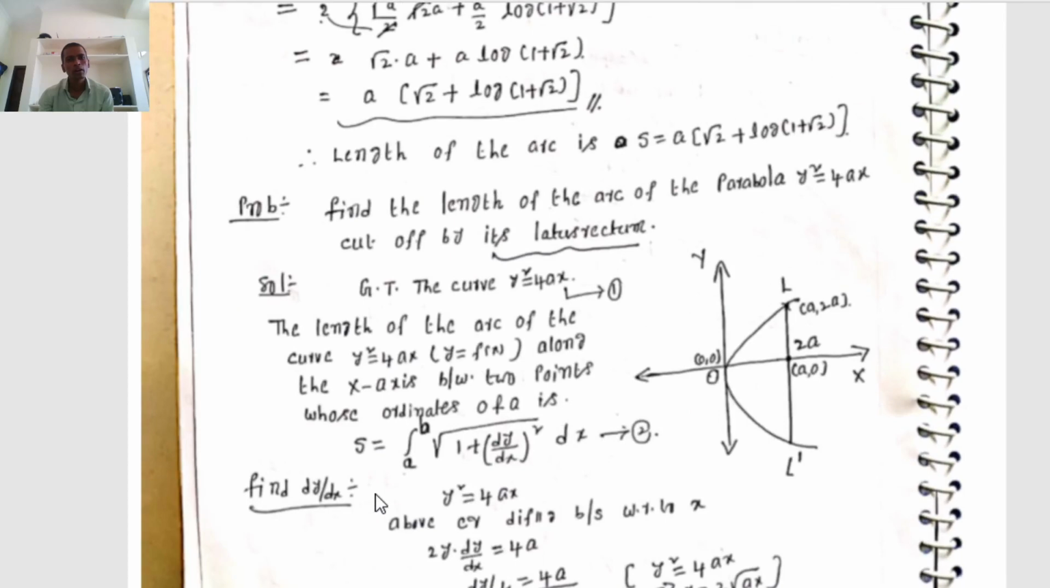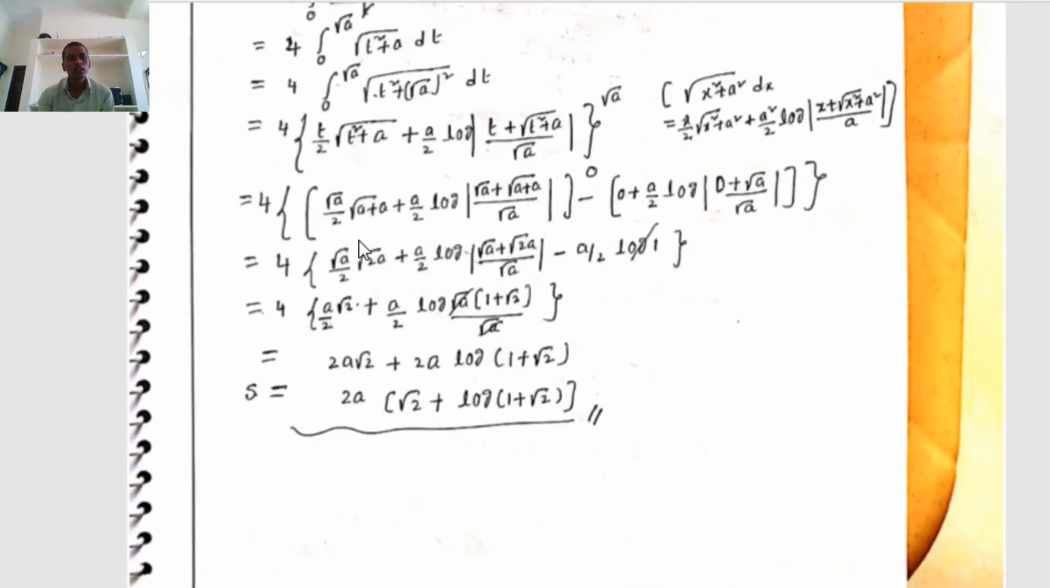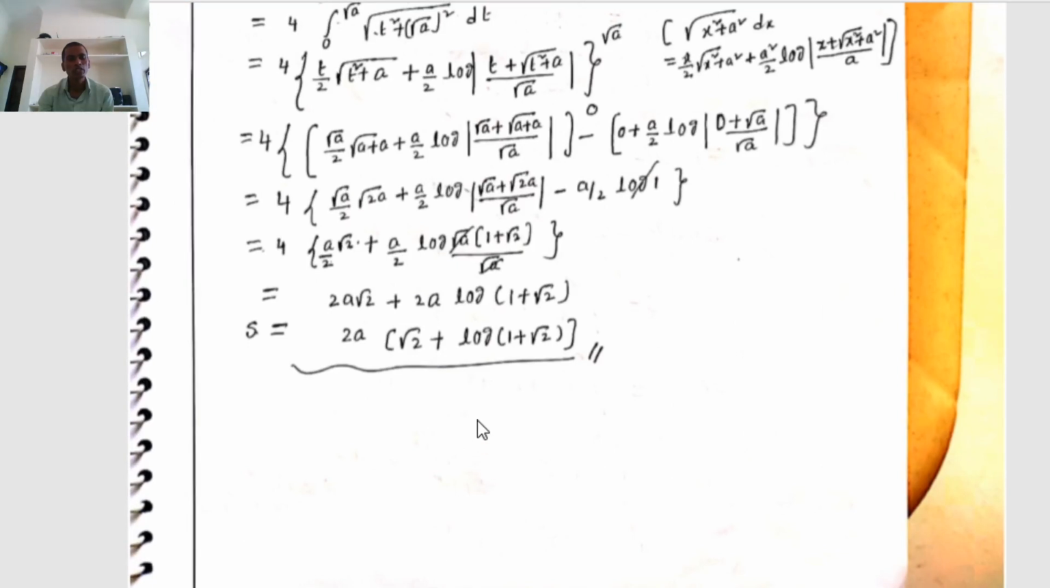Therefore s equals a into root 2 plus log of 1 plus root 2. It is the length of the arc of the parabola y square equals 4a cut by the latus rectum, that is s equals 2a into root 2 plus log of 1 plus root 2.